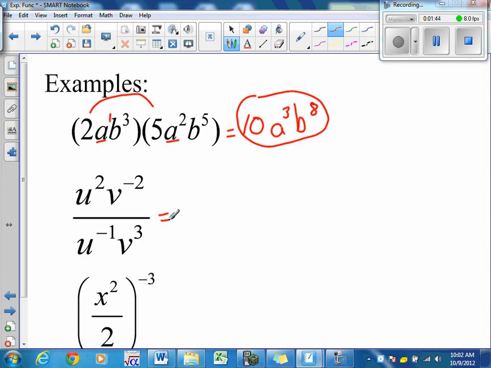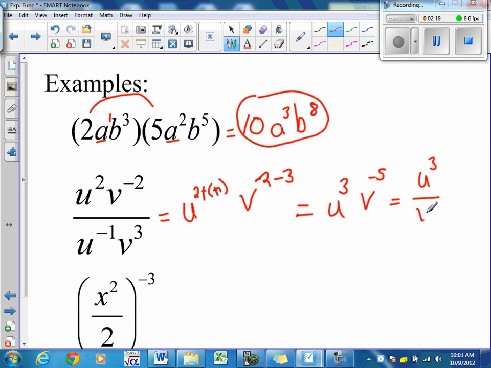Now, if we are dividing, we subtract. So I have u to the 2 minus a negative 1, and then v, negative 2 minus 3. Well, minus a negative is a plus. So 2 minus a negative 1 is 3. v, negative 2 minus 3 is negative 5. And if I write that with positive exponents, that's u cubed over v to the fifth.